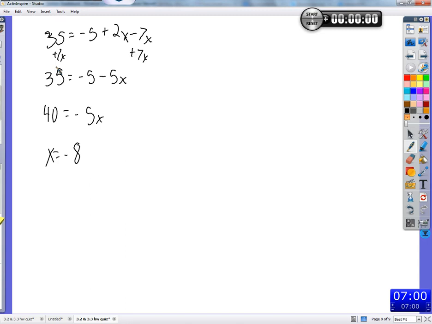Because that's not cool. Well, you're trying to get all the variables on one side. You're trying to get the variables all on one side. Okay, so there it is. Boom. Our mantra for today. Get all the variables on one side.